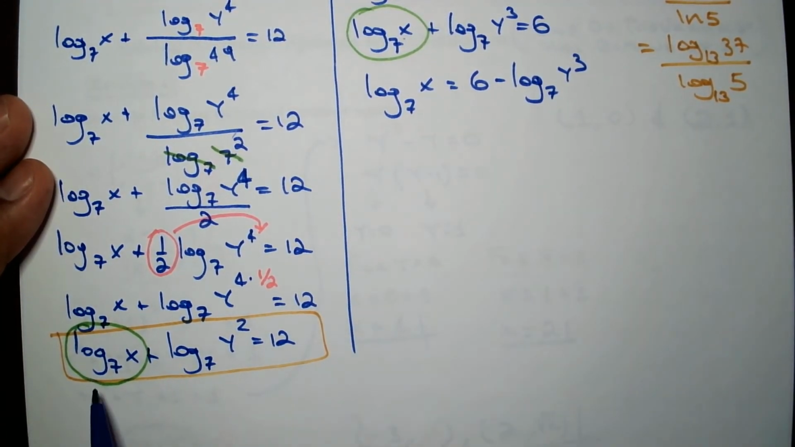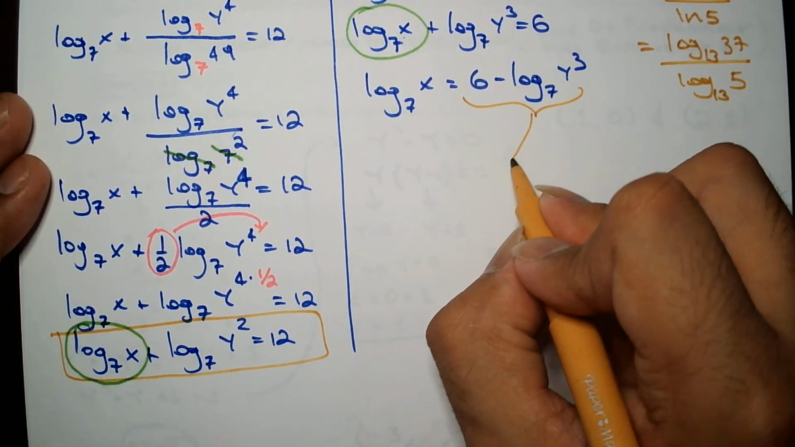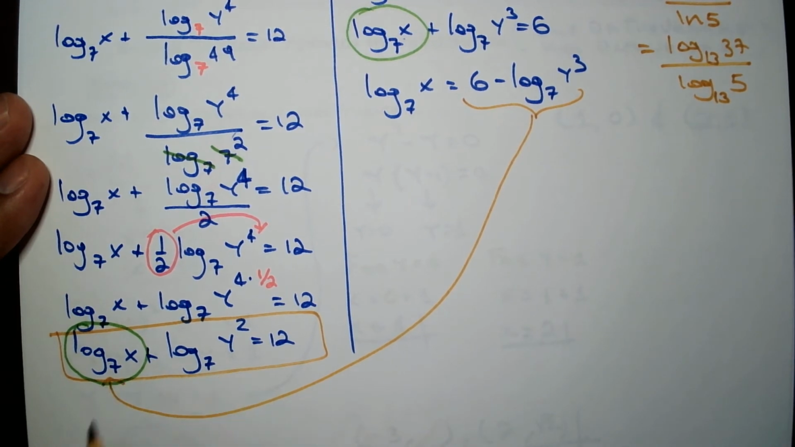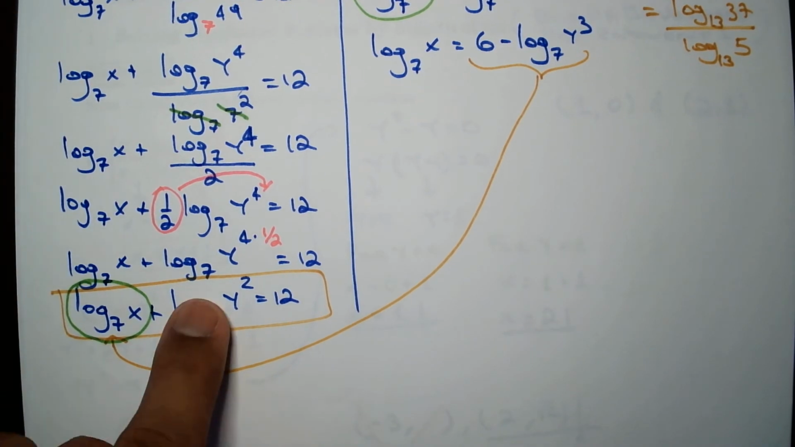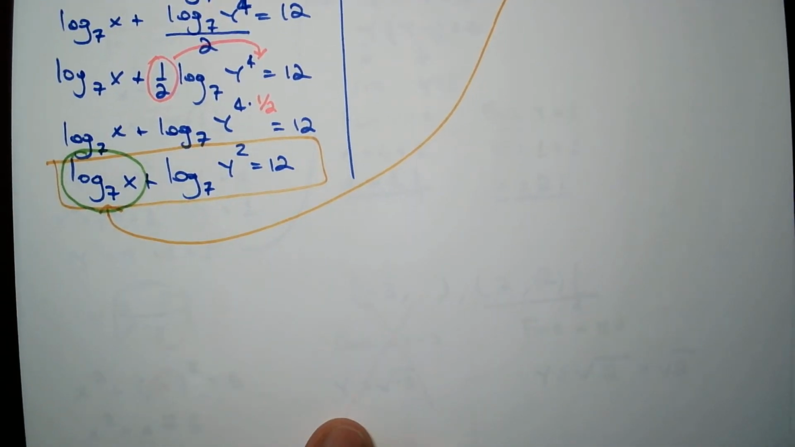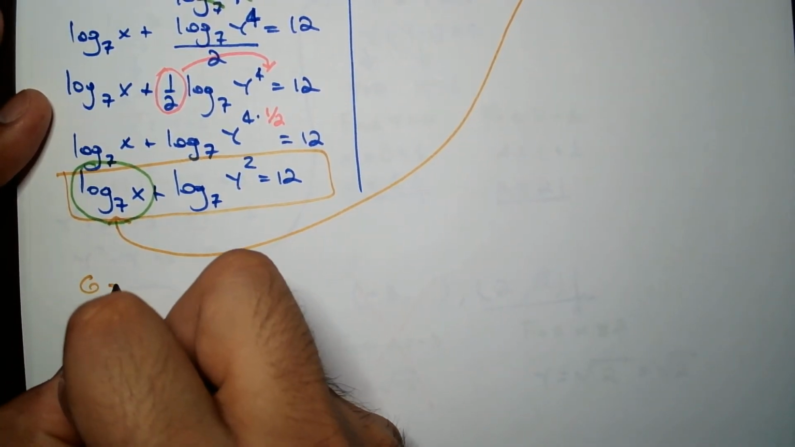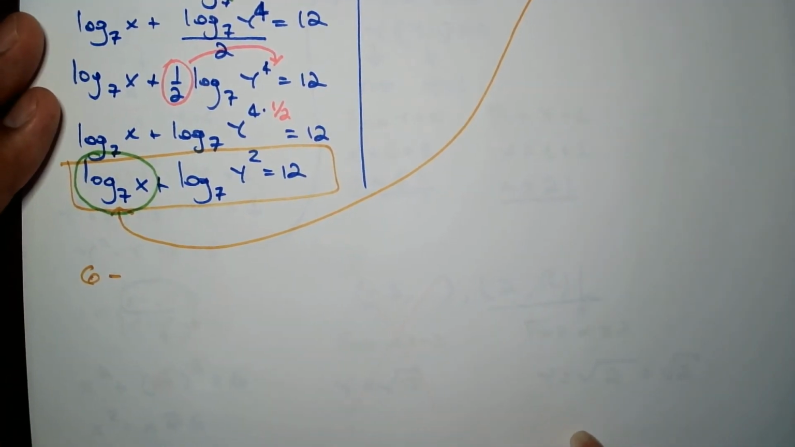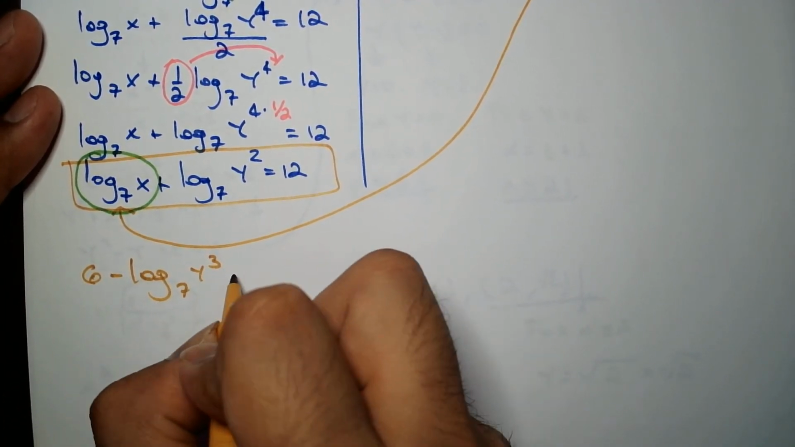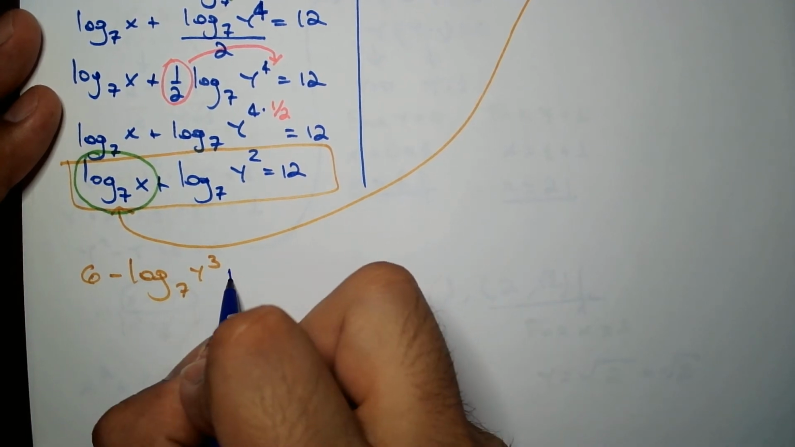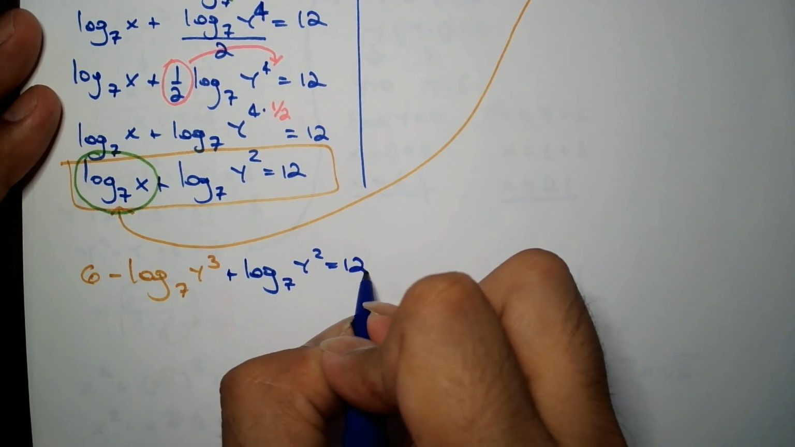And then I'm going to substitute this over here. So this will be substituted there. All right. So let me keep going here. So we are going to have 6 minus log base 7 of y cubed plus log base 7 of y squared equals to 12.